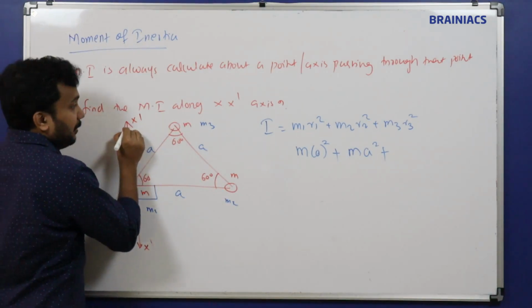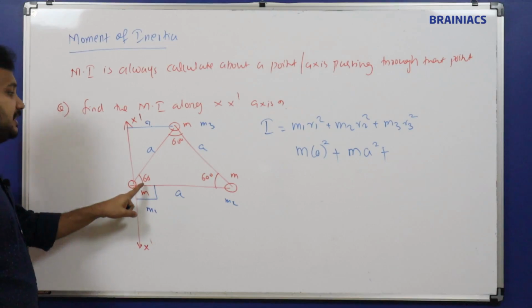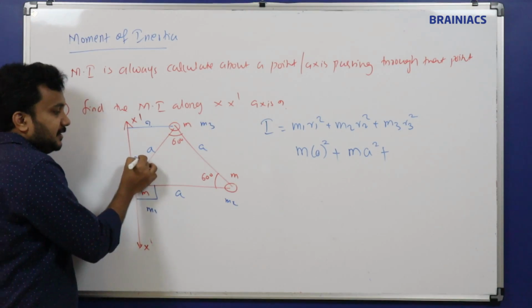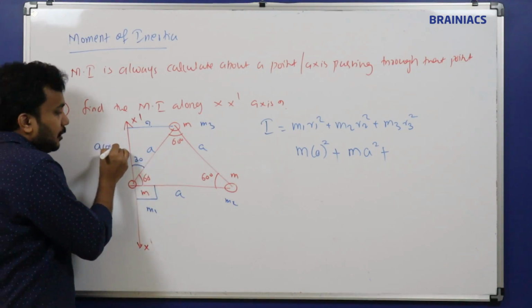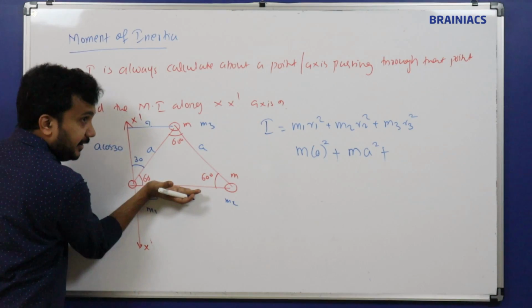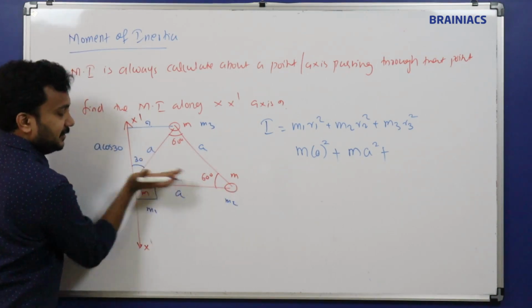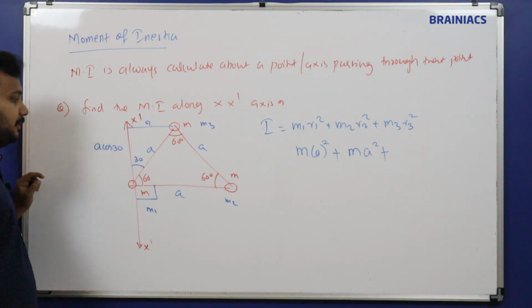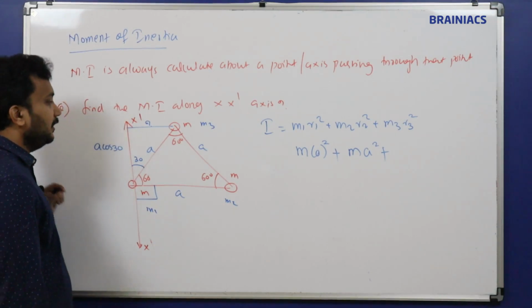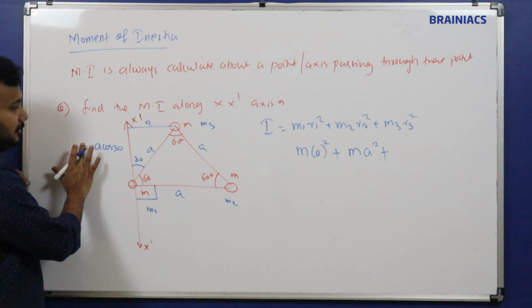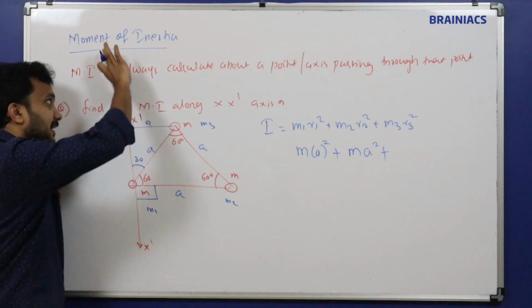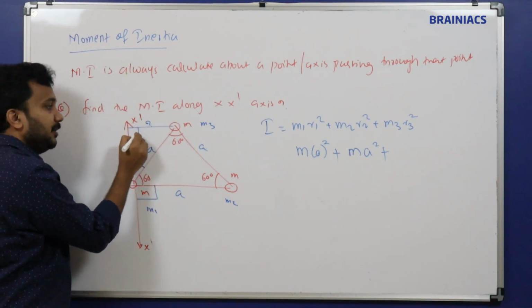For the third mass, we need to calculate the perpendicular distance. If this side is a, and this angle is 60 degree and this is 30 degree, then the adjacent side will be a cos 30. This is a sin 30, or a cos 60, which is nothing but a by 2. The perpendicular distance is already given to us, but what we require is the perpendicular distance from the axis to the mass.